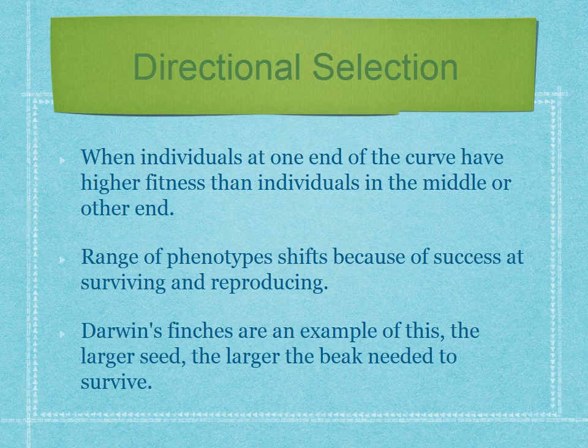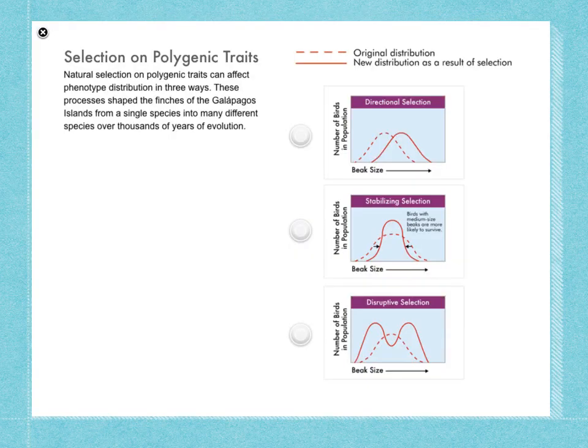So if we look at the picture on the next slide, the very first one, we see here that in directional, that very top graphic, the dotted line represents the original distribution of the bell curve. So in directional selection, if we're talking about large beaks being more favorable, we literally see a shift in where the averages are and where the distribution is.